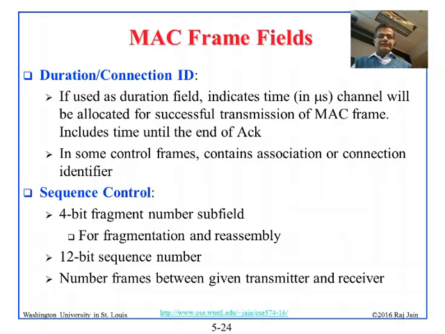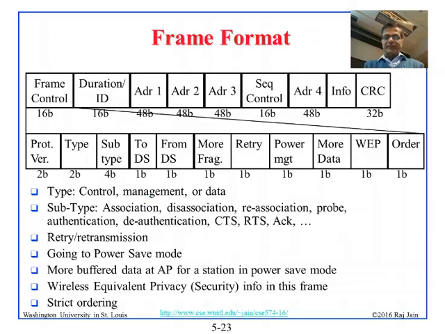All right. Sequence control. Sequence control has a 4-bit fragmentation number subfield. I have this big frame, but I cannot send it all at once, so I fragment it. And so this is the fragment number, basically. So it is a 4-bit fragment number and a 12-bit sequence number, numbering frames between transmitter and receiver. This field is 16 bits. The 12 bits are for the frame number and the 4 bits are for the fragment number.